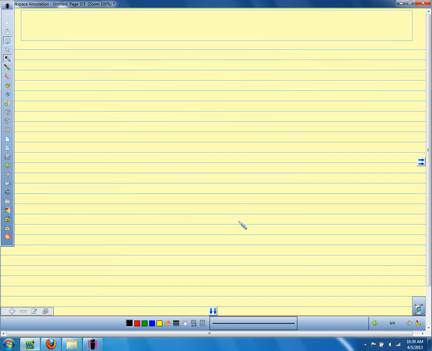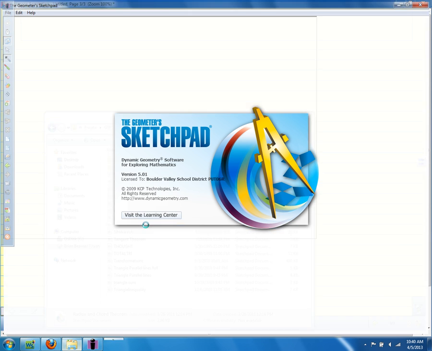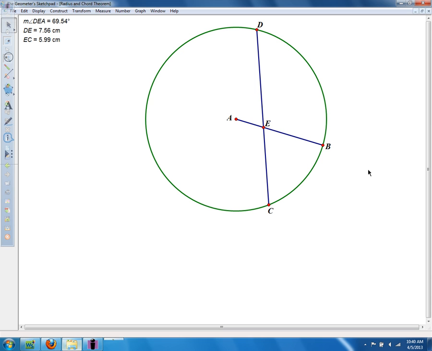So now we're interested in what happens when we have a chord, a secant line that makes a chord in the circle. What happens with the chord and the radius? So here I have this chord. And what we're measuring on this one is the angle between the radius and the chord, and the length of this segment from B to E, and the length of the segment from E to C.